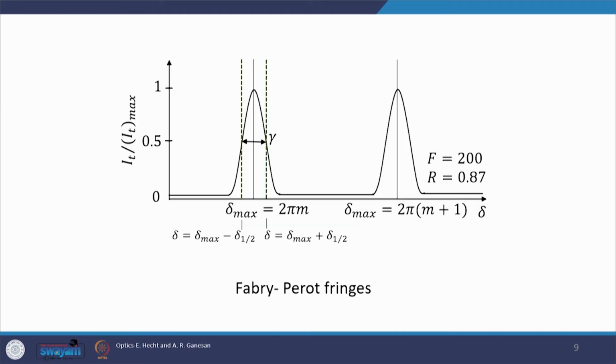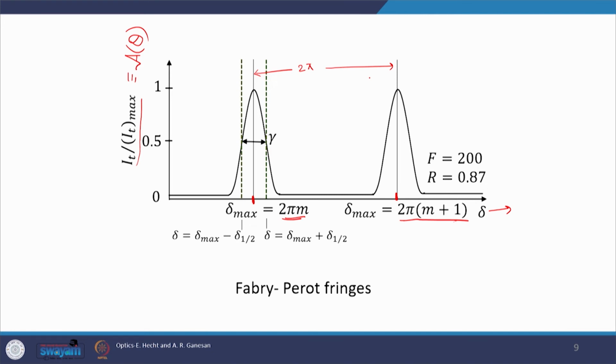Now, let us look at the fringe pattern which we see in the Fabry-Perot interferometer. To see the fringes, we have to plot I_t by I_t max, which is your Airy function, with del, the phase. It is clear from our previous classes that maxima will appear when the phase is an integral multiple of 2 pi. Therefore, the phase maximizes when del is equal to 2 m pi. The next peak will appear when del is equal to 2 pi (m plus 1), the next integer. This is how the maxima repeat themselves, and the two consecutive maxima are separated by 2 pi.